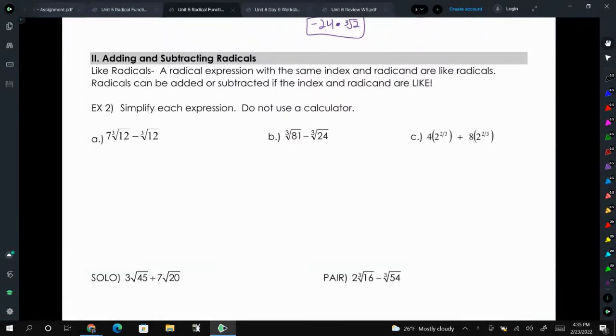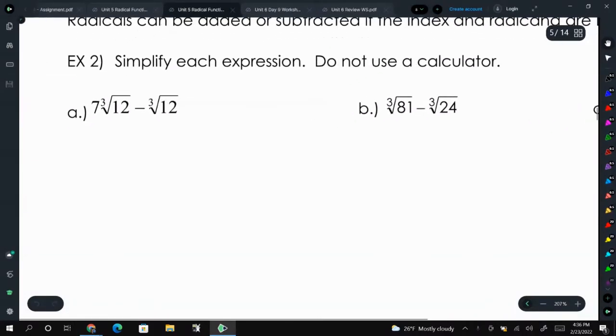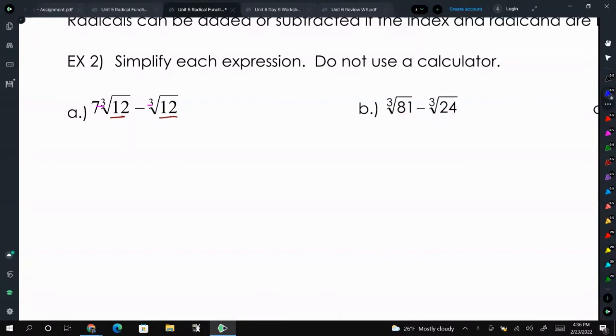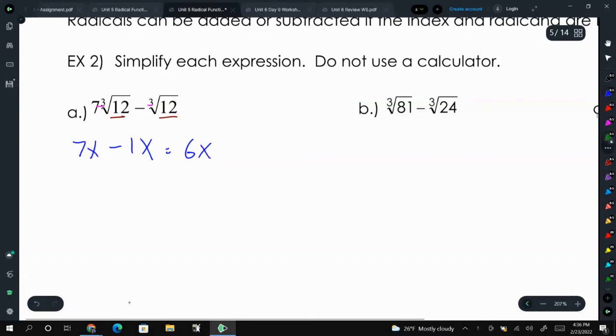Now, adding and subtracting radicals, that's where things get a little bit more difficult because we have to make sure our radicals have the same index and the same radicand, or the stuff underneath the radical has to be the same. So in letter A, they both are third roots, and they're both the third root of 12, so we can just combine like terms. You could think of this as 7x minus 1x would be 6x. Well, we have 7 times the cube root of 12 minus the cube root of 12. So that's going to be 6 times the cube root of 12.